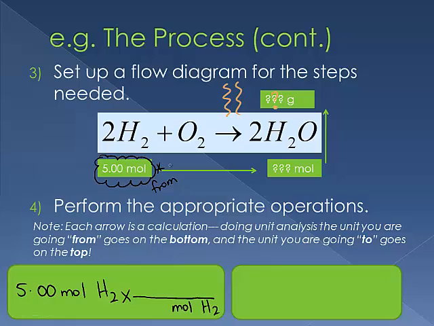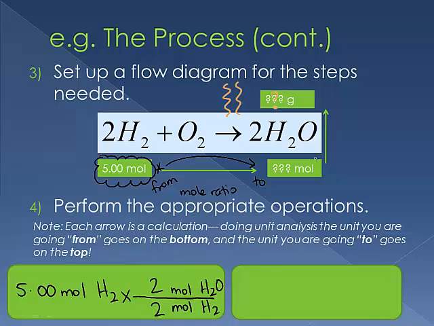The unit that you're going to goes on the top. So in this case, moles of water. Notice the mole unit is staying the same, it's the identity that's changing. When you go side to side, the numbers that you use are your mole ratios, your coefficients from your chemical equation. And this is the only time that you use those coefficients in a calculation. So in front of the hydrogen, I had a 2, so I'm going to put a 2 in front of my hydrogen in my mole ratio. In front of my water, I had a 2, so I'm going to put a 2 in front of my water in my mole ratio.